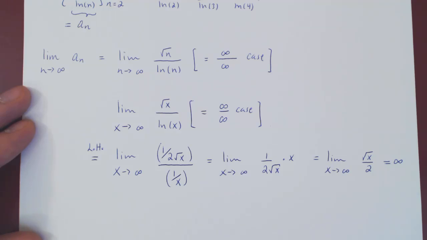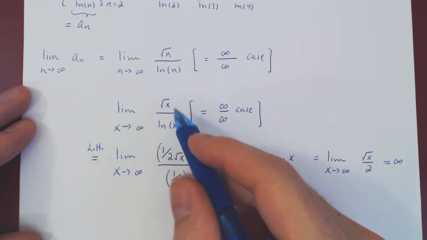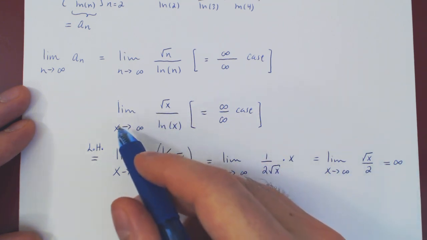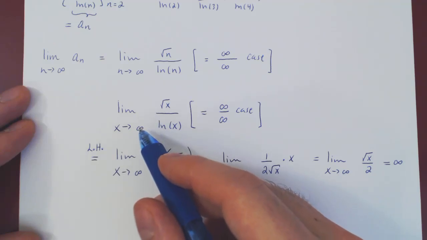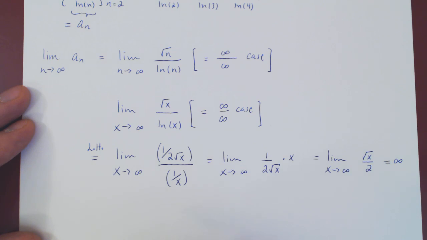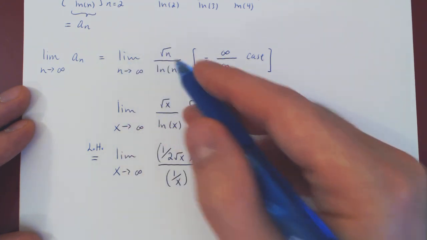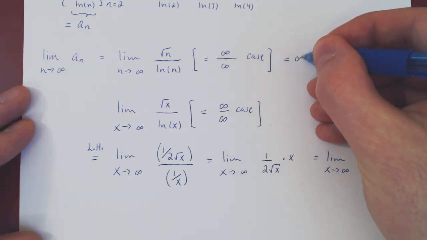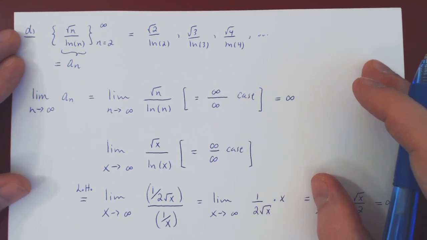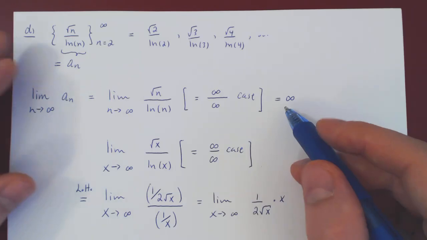And so now you say, okay, well, if the continuous differentiable function, root of x over ln of x, approaches infinity, as x continuously approaches infinity, then the discrete version simply follows along for the ride. So because this limit blows up, this limit must also blow up. And our sequence diverges, right? The terms are getting bigger and bigger and bigger. Infinity is not a real number.